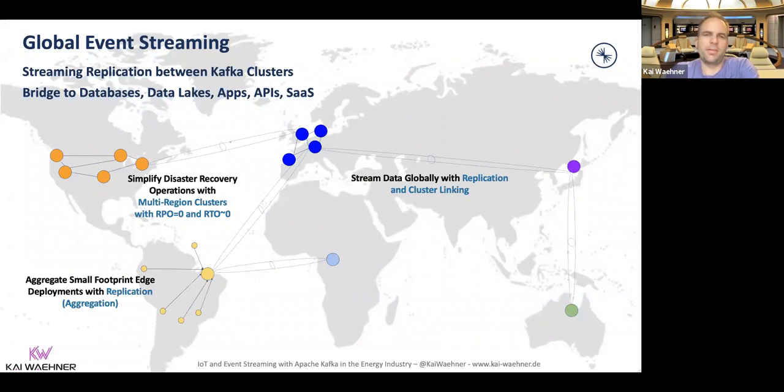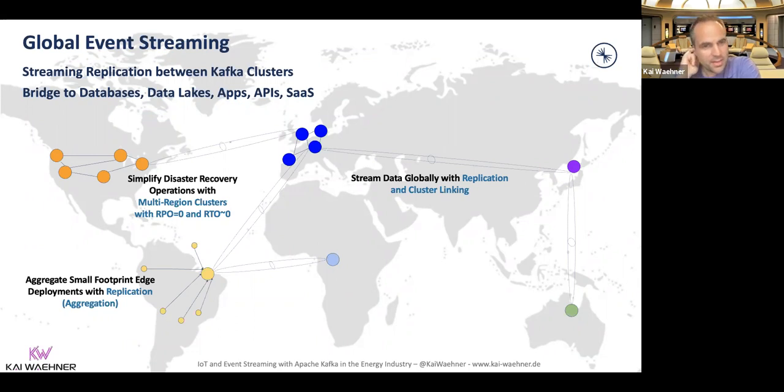At the bottom left in yellow, you see an aggregation scenario. This is the example I showed from Devon before, where you have very small deployments at the edge, for example, in a small Hive cell, and you do collection and pre-processing there. Then you replicate it from all the different edge sites into a big cloud Kafka cluster where you do analytics and so on. So this is one use case.